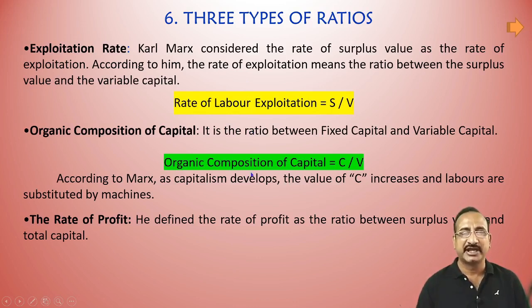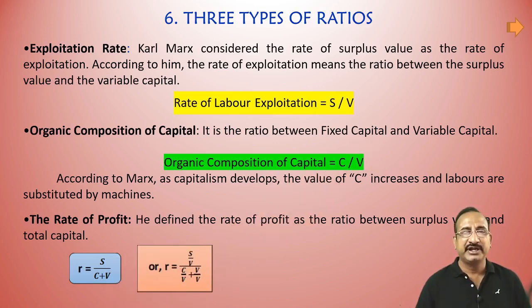And so as to calculate this, we use this formula: R, the rate of profit, is equal to S, the surplus value, divided by C, the fixed capital, plus V, the variable capital. And if you divide this numerator and denominator with V, then we will get R is equal to S by V divided by C by V plus V by V.